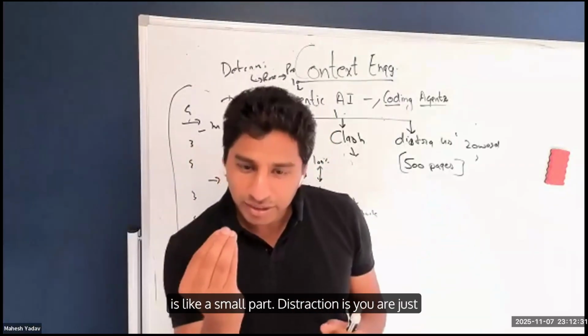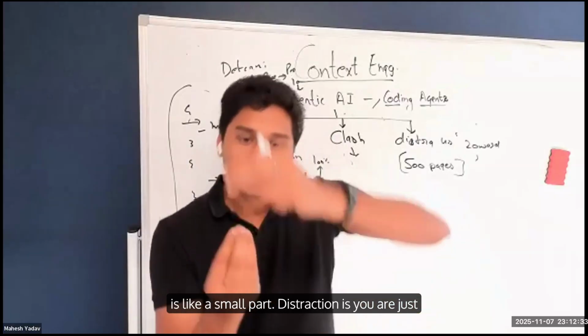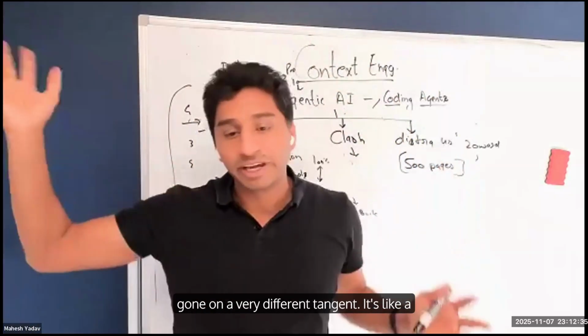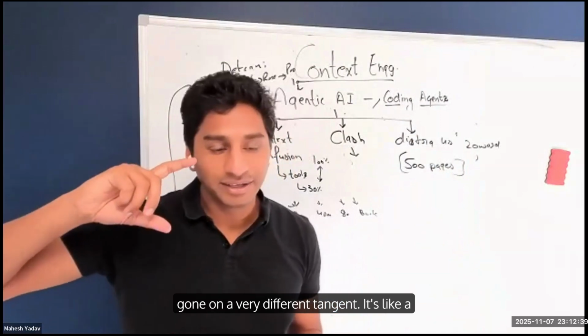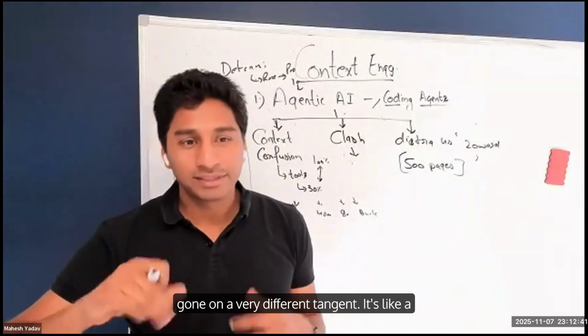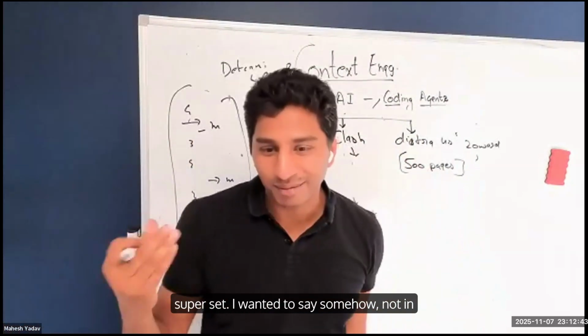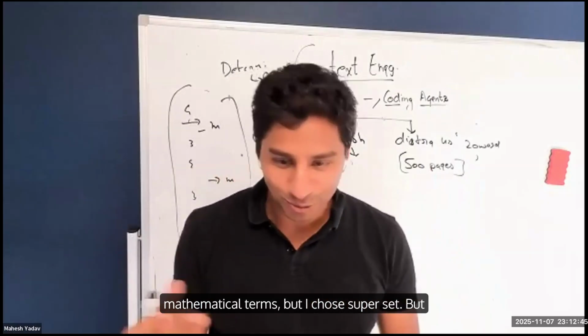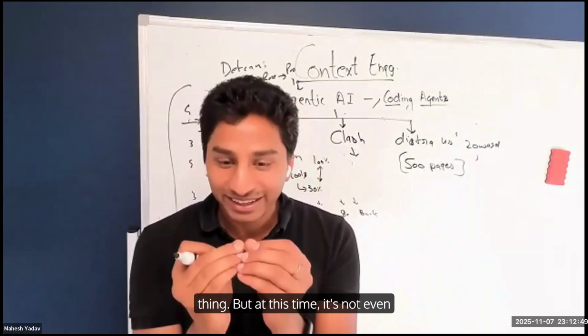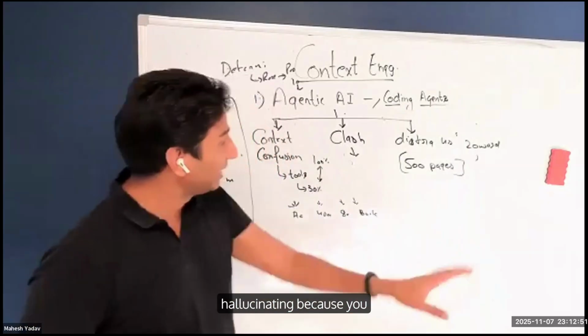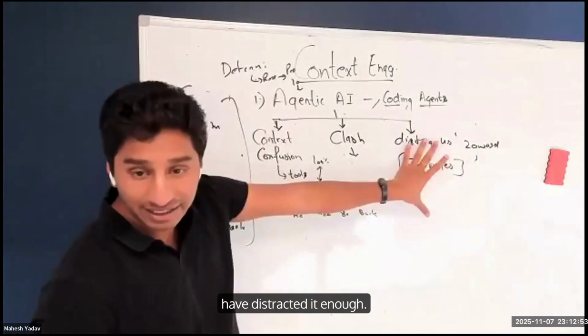Hallucination is like a small part. Distraction is you've just gone on a very different tangent. Right? It's like a superset. I wanted to say that somehow not in mathematical terms, but I chose superset. But the idea is a hallucination is a very small thing. But at this time, it's not even hallucinating because you have distracted it enough, right?